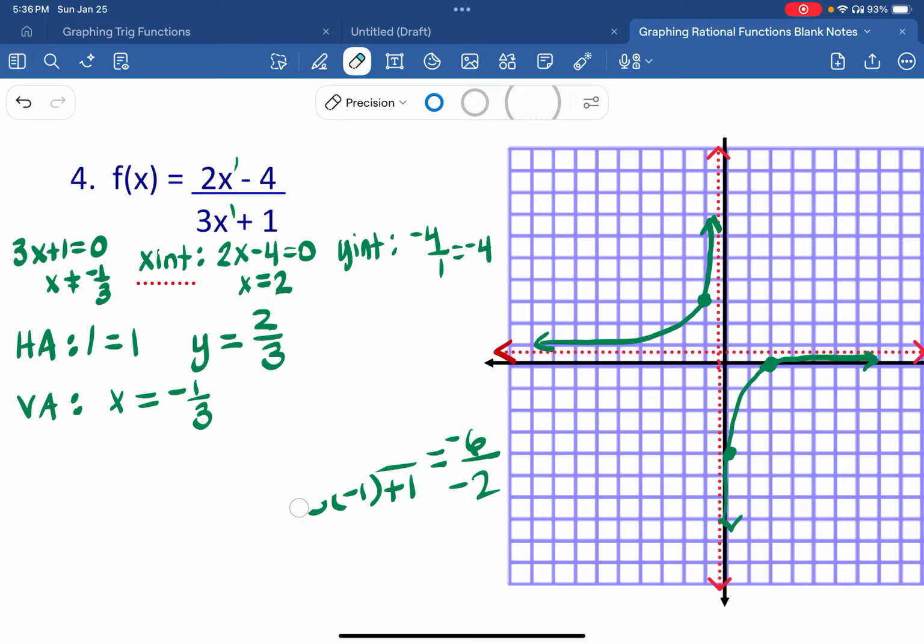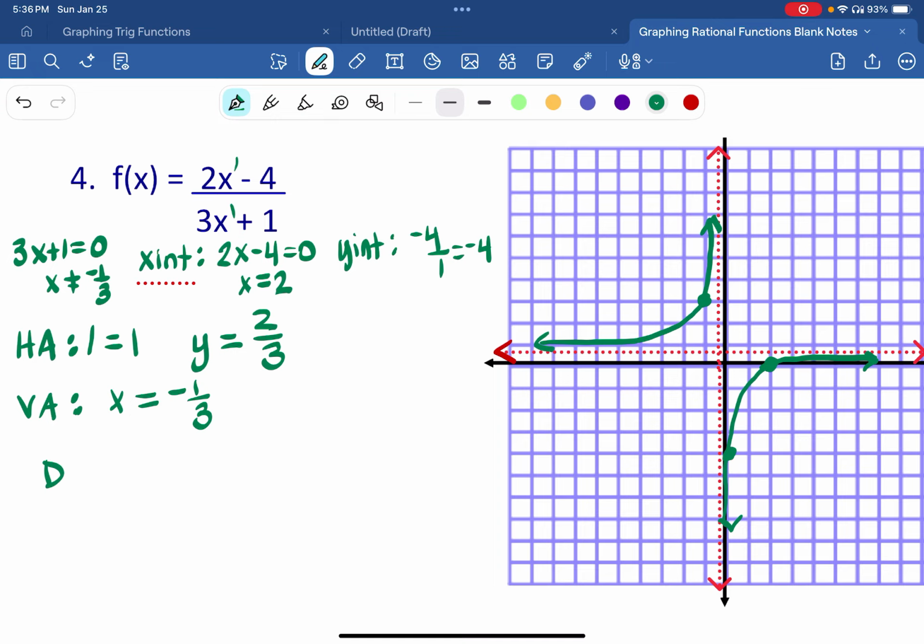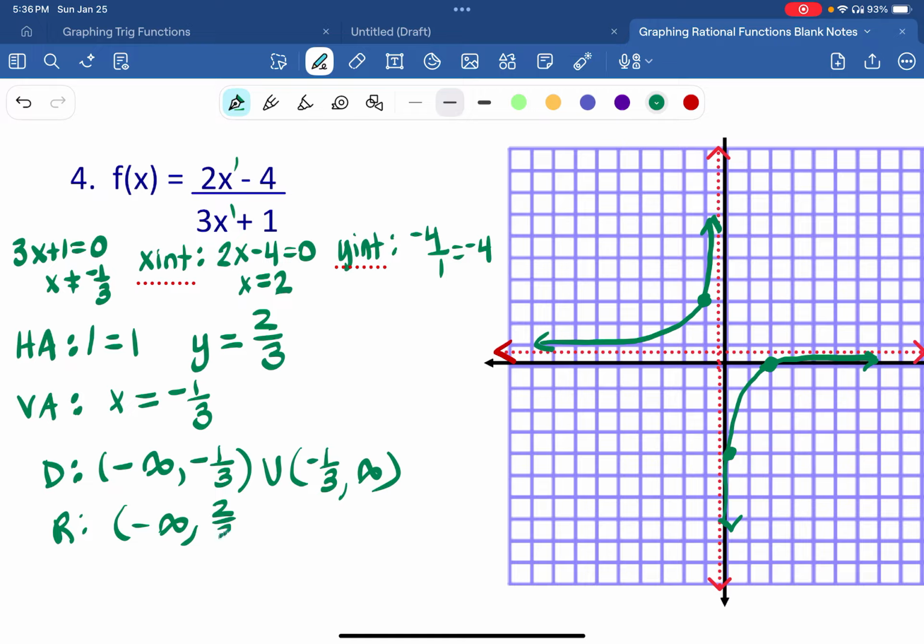Okay? So now let's give that domain and range. So domain, we're going from negative infinity to the vertical asymptote at negative 1/3, unioned with negative 1/3 to infinity. And then the range, negative infinity to 2/3, unioned with 2/3 to infinity. Make that look a little bit better. And there you have it. Okay? All right, let's look at another example.